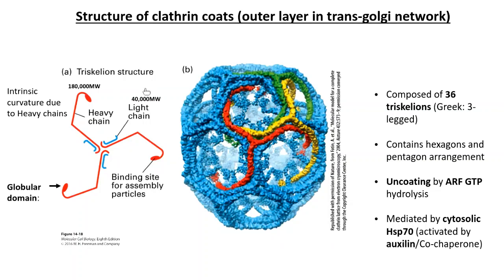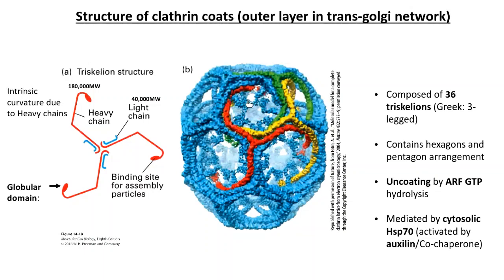That's the size of the protein. And these intrinsic curvatures are due to the heavy chains. So these are basically composed of 36 triskelions. Triskelion means three-legged, from the Greek term. And if you remember the uncoating, if the coat formation happens, then obviously for the target membrane fusion, we have to have a coat disassembly as well.